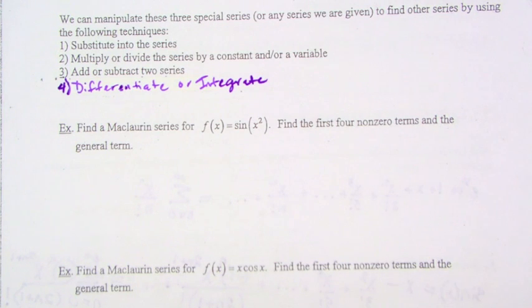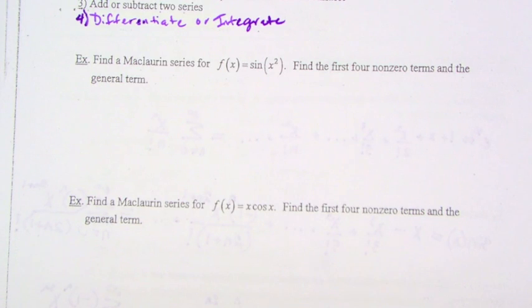You are correct there. Okay, so find a Maclaurin series for f of x equals sine x squared. Find the first four non-zero terms and the general term. All right, so what's going to be our starting point here? F of x. What do we know? That we have to do the third derivative. Okay, what do we know we have to do first? F of x. Sine of x, right?